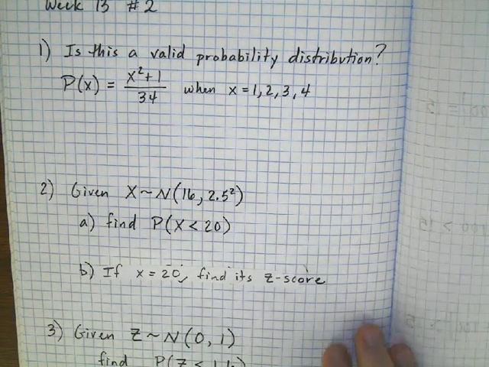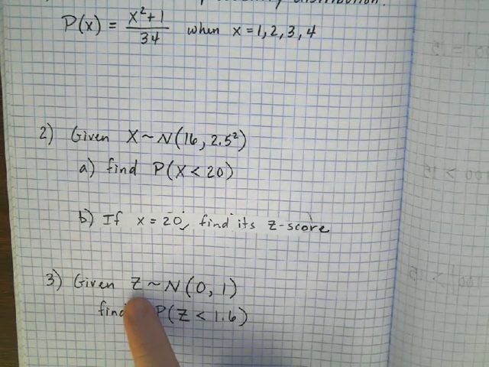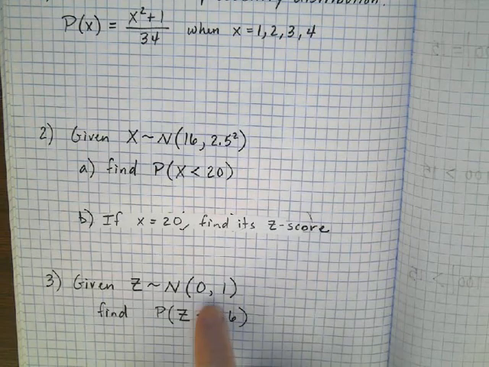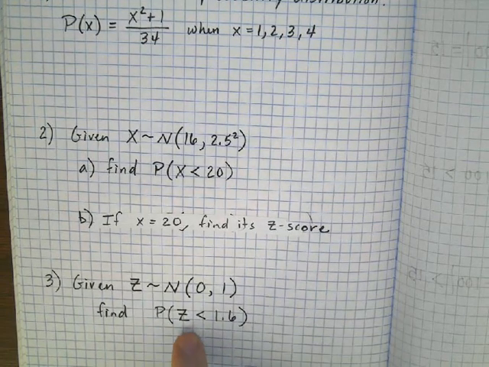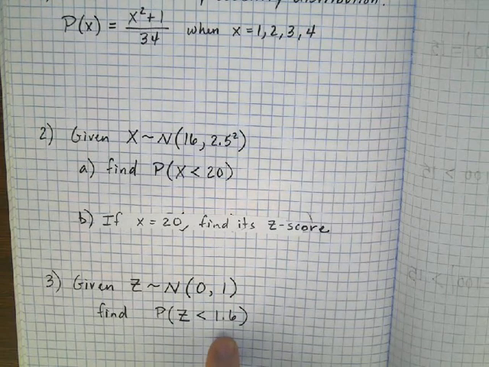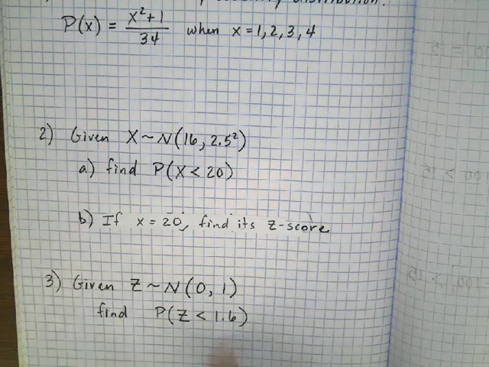All right, and then the last problem is if I give you that z is normally distributed with a mean of 0 and a variance of 1, find the probability that z is less than 1.6. All right, on your mark, get set, go. Whoa, but wait, there's more.